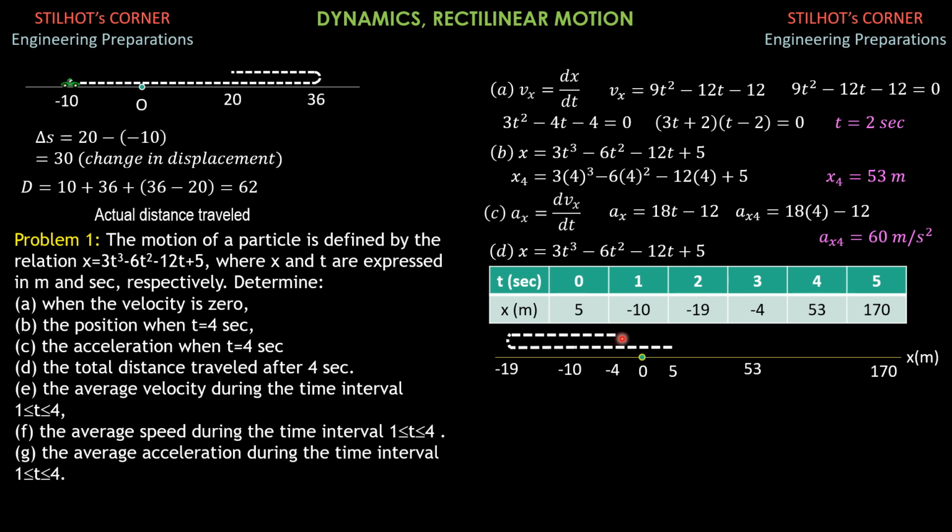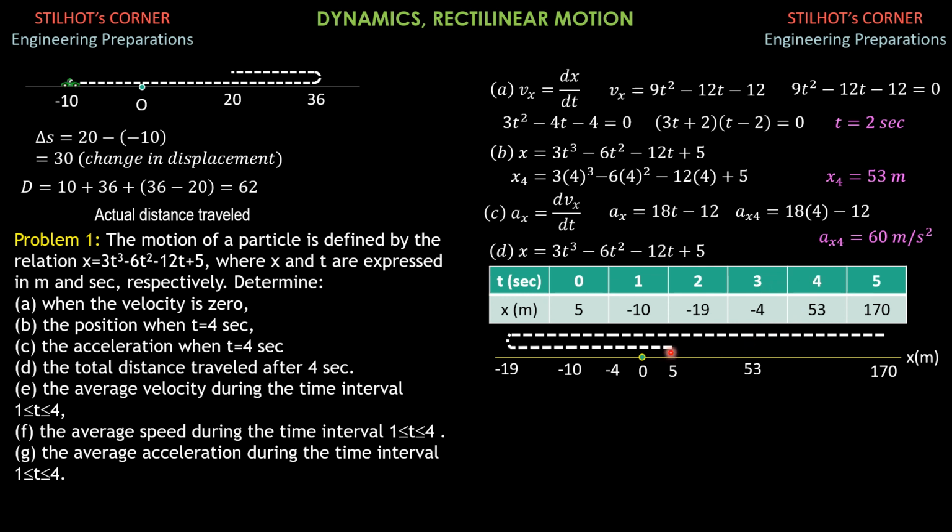And when t is 4, 53 here. When t is 5, 170. So that's the movement of the particle. And I think if you continue, the particle is now moving to the right after 2 seconds. So this is the length of the path traced by the particle, up to 53 only when t is 4.